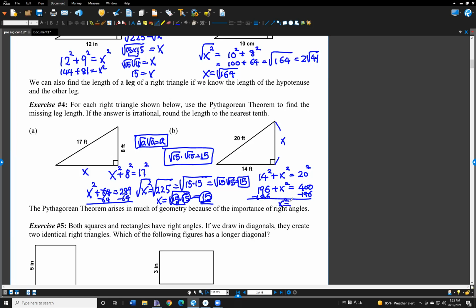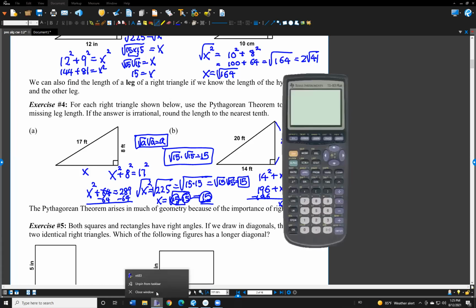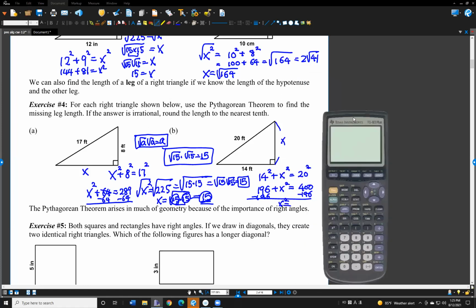Okay, we're going to use our calculator. Just give me a moment. Can you see the calculator there? All right, this is the calculator. 400 minus 196 equals 204. X squared is 204. X is what? I'm going to write that. X equals the square root of 204.